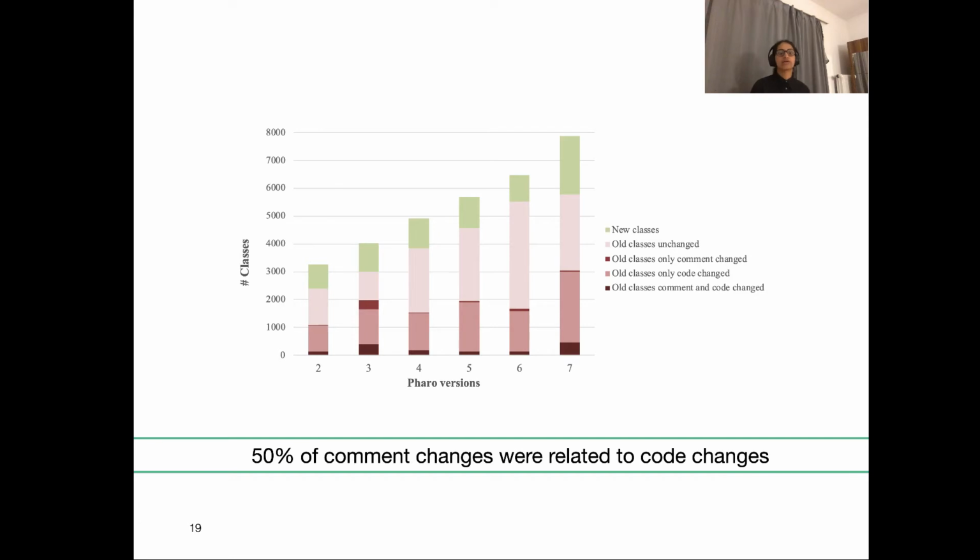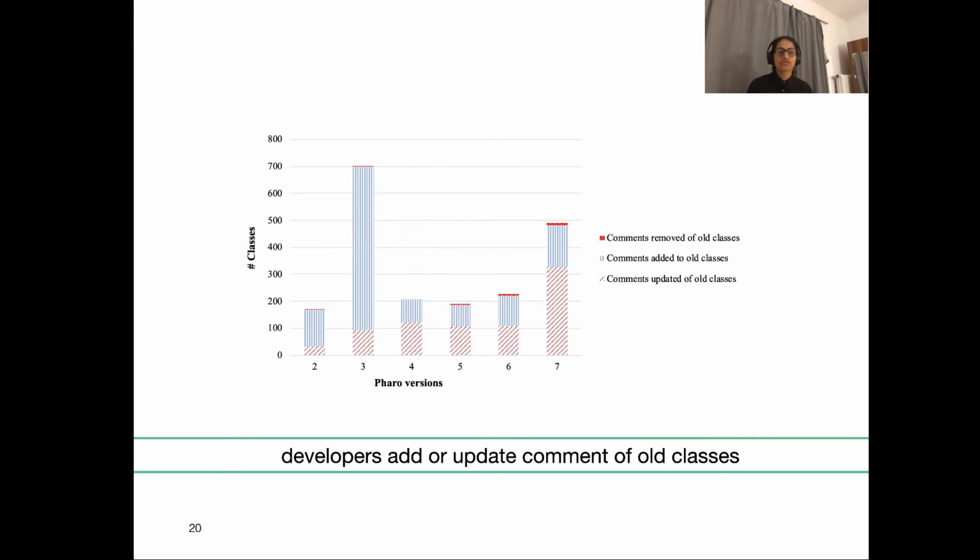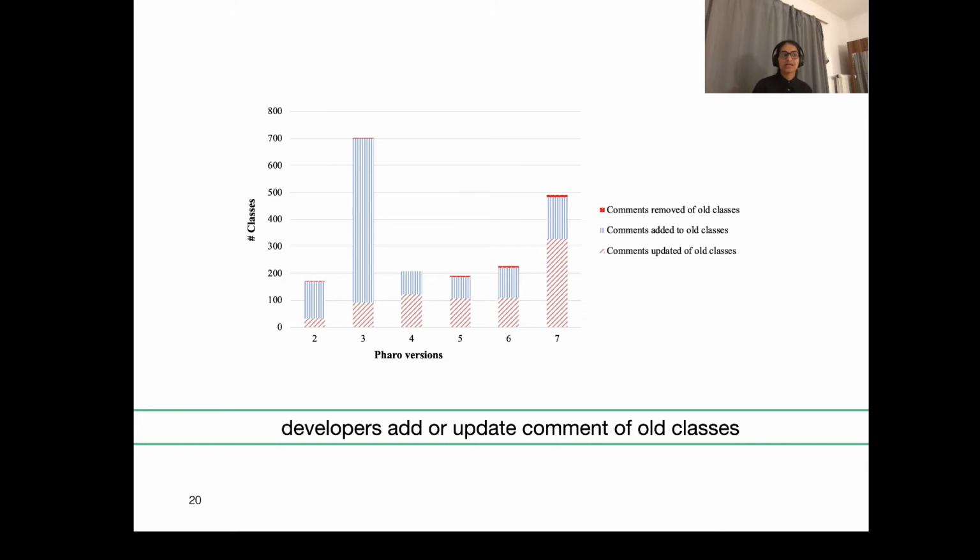Looking specifically at what kind of changes developers were making, we saw that developers add or update comments of old classes. In initial versions of Pharo, they focused basically on adding comments to old classes, and then in subsequent versions, they focused on updating comments of old classes. This shows that it's not that once a comment is written, developers never look back at that comment. No, they go back and then they add or remove or update comments. How often? Not so often they remove comments. Most of the time they update comments.